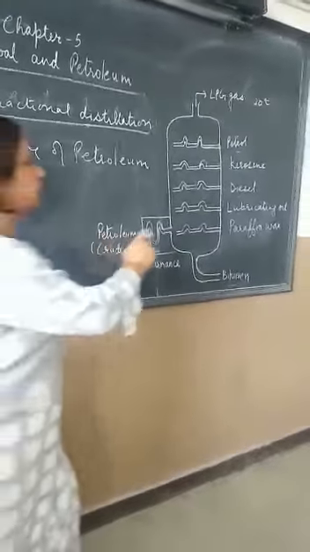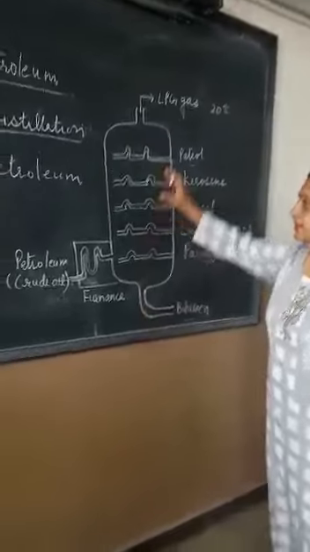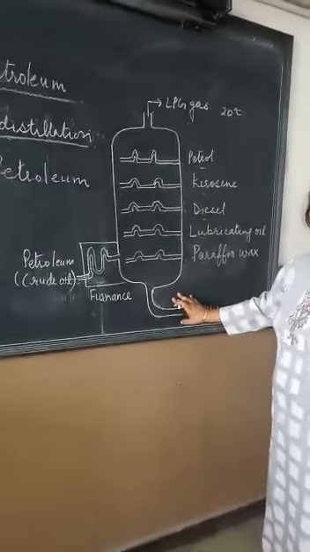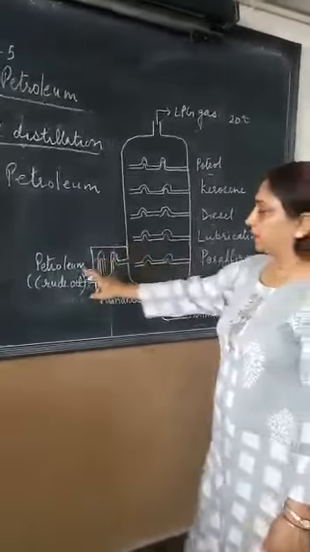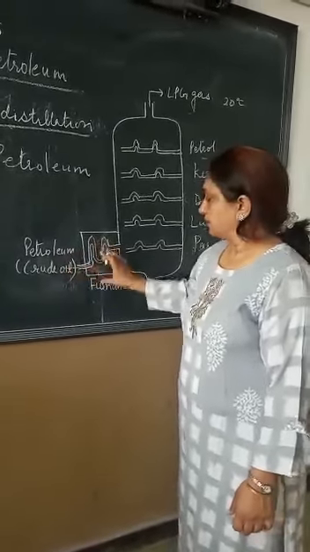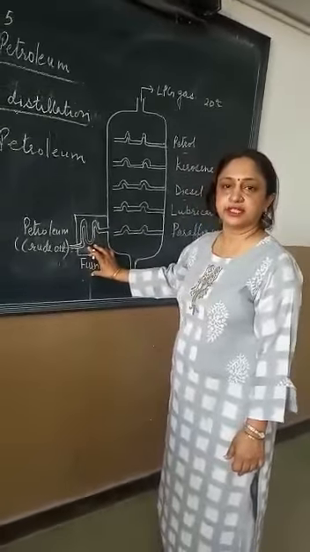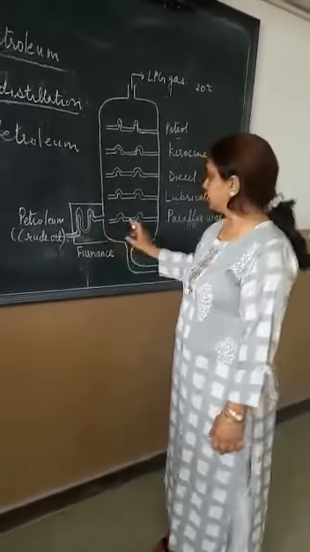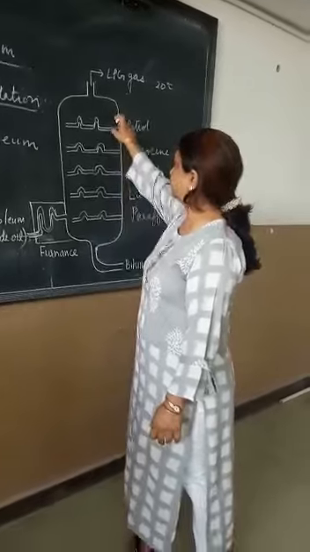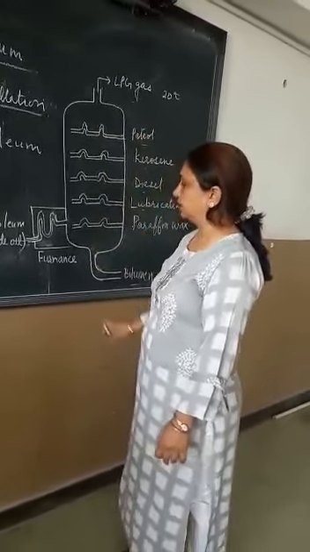Fractional distillation is done in a fractionating column. This is the fractionating column. Petroleum is also known as crude oil. This is the furnace of the fractionating column where heating is done. These are the various columns present in this fractionating column, which are at a different temperature.